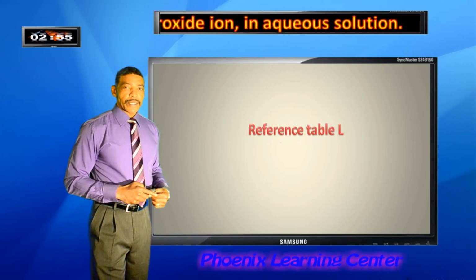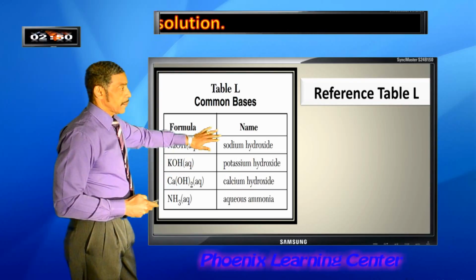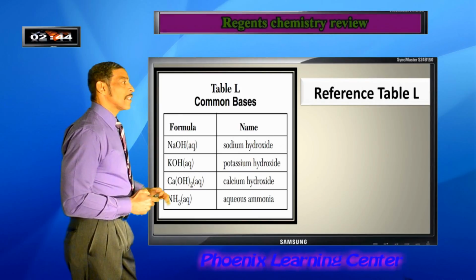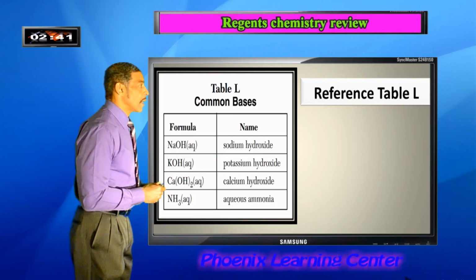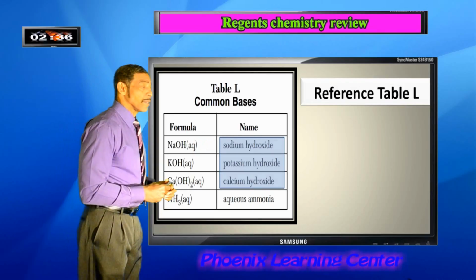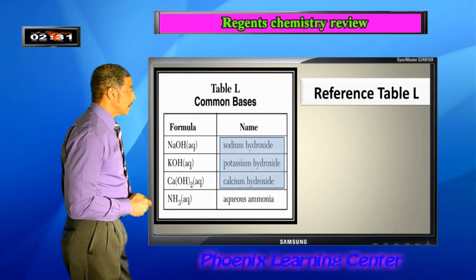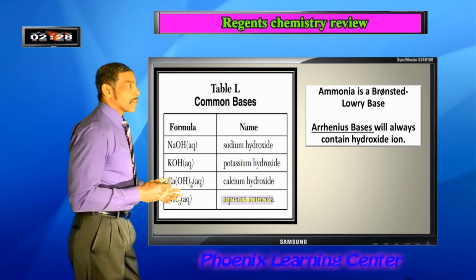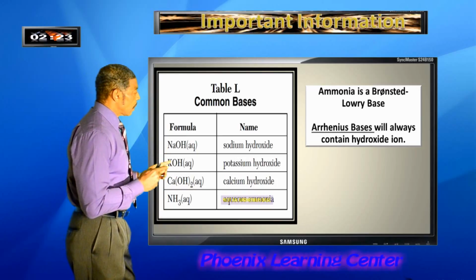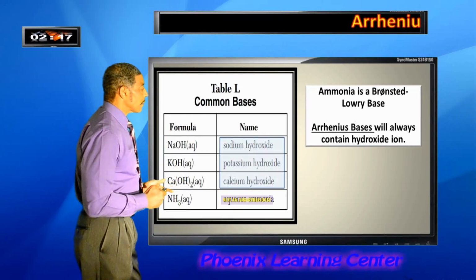Now reference table L. Most of the bases that you will need to know are found on reference table L of your chemistry reference tables. With the exception of aqueous ammonia, all the bases on reference table L are metal hydroxides. These compounds will contain both ionic and covalent bonding. Aqueous ammonia is a Bronsted-Lowry base. And remember, Arrhenius bases will always contain the hydroxide polyatomic ion.